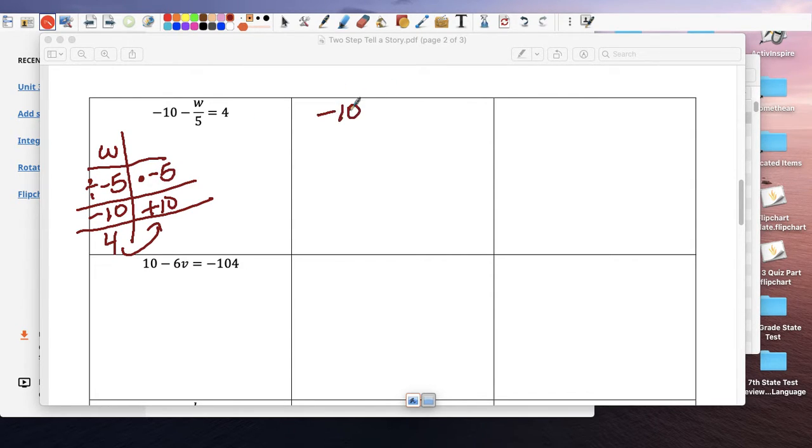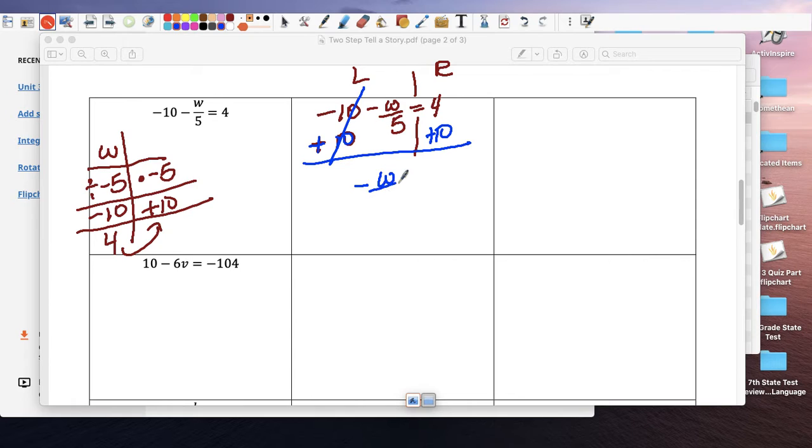So -10 minus W over 5 equals 4. Let's do left side and right side. The first thing we're going to do is +10. We'll change colors. And then +10 over here. These two go away because it's 0. And then negative W over 5. And 4 plus 10 is 14.